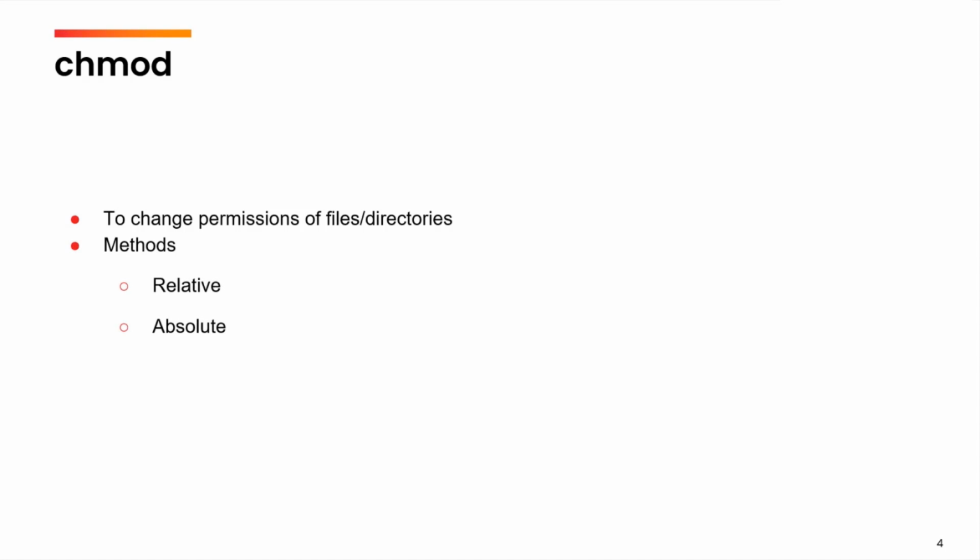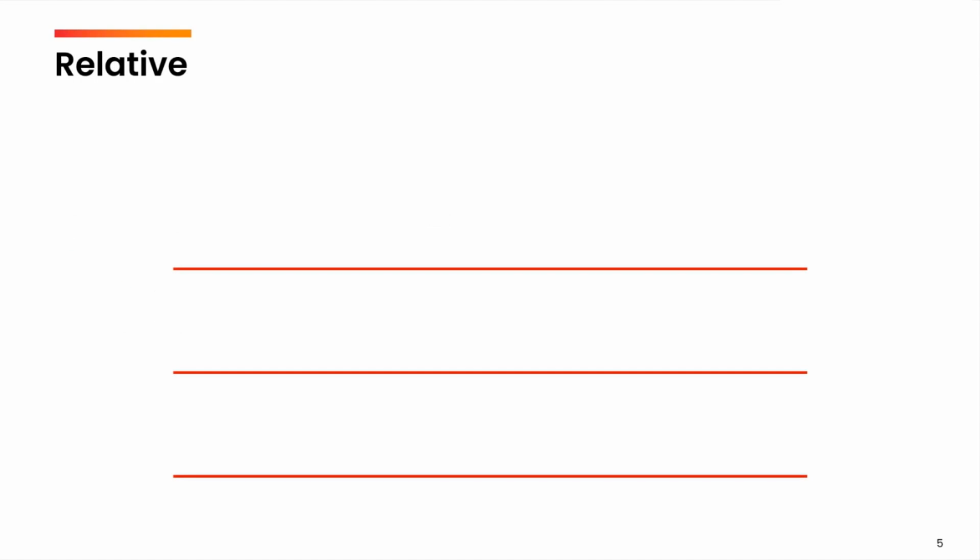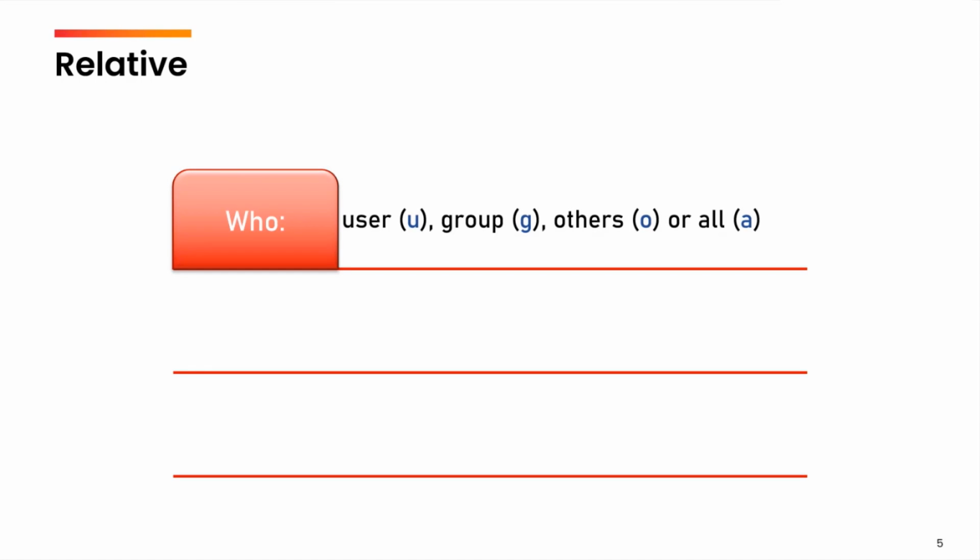Now there are two ways to use the chmod command. One is relative and the other is absolute. Let us look into the very first method, which is the relative method. In the relative method, we need to specify three things. The first is who, meaning for whom you are going to change the permissions. It can be the user owner, the one who has created the file, then the group owner, or others. So you will use either u for the user, g for the group and o for others. And if you want to change the permissions for all of these at once, then you can write a.